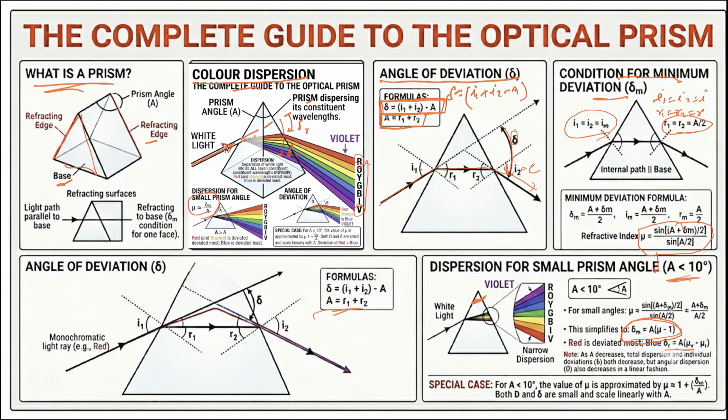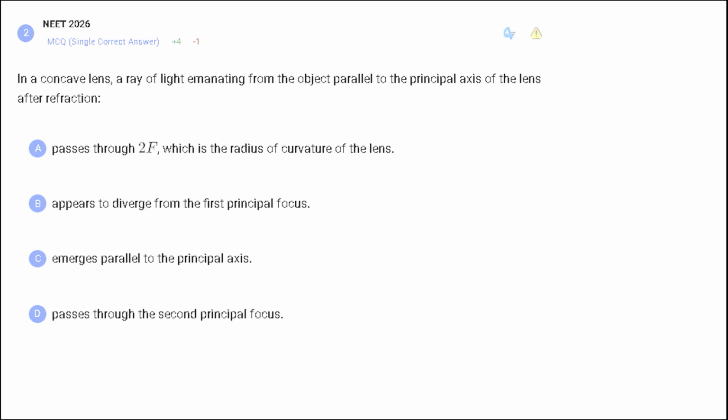So we are using the same formula here. Okay, understood? चलो अब इसके आगे चलते next question पे. Now we are going to the next question. In the next question they say that in a case of convex lens, the ray of light emerging from the object parallel to the principal axis of the lens after reflection.